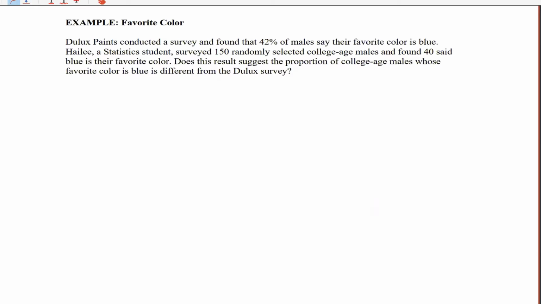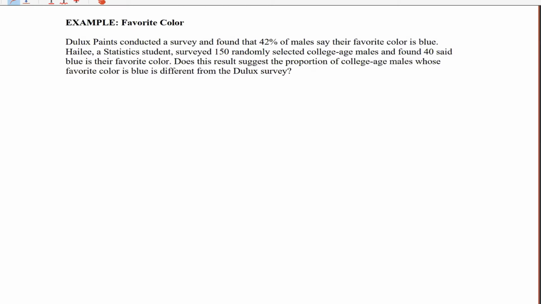And so, as always, when you're doing these problems, you want to first think about what the variable of interest is. And in this particular problem, it's whether you say blue is your favorite color or not. And so that's a qualitative variable and has two possible outcomes. Either you say, yes, blue is my favorite color, or you say, no, blue is not my favorite color. So that suggests that we would analyze this data using a proportion.